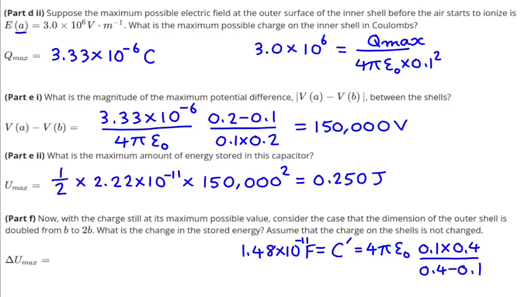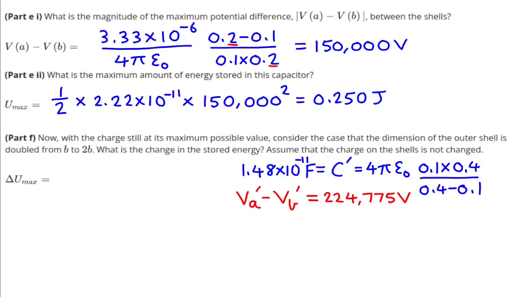And the new maximum potential difference, so we'll just take that as VA prime minus VB prime, is obtained by substituting 2B, which is 0.4, into this equation. So that gives 224,775 volts. So therefore the new maximum stored energy in a capacitor is 1/2 by the capacitance by the square of the electric potential difference. So that gives 0.374 joules. And subtracting 0.25 from this result, we get the difference in stored energy being 0.124 joules.